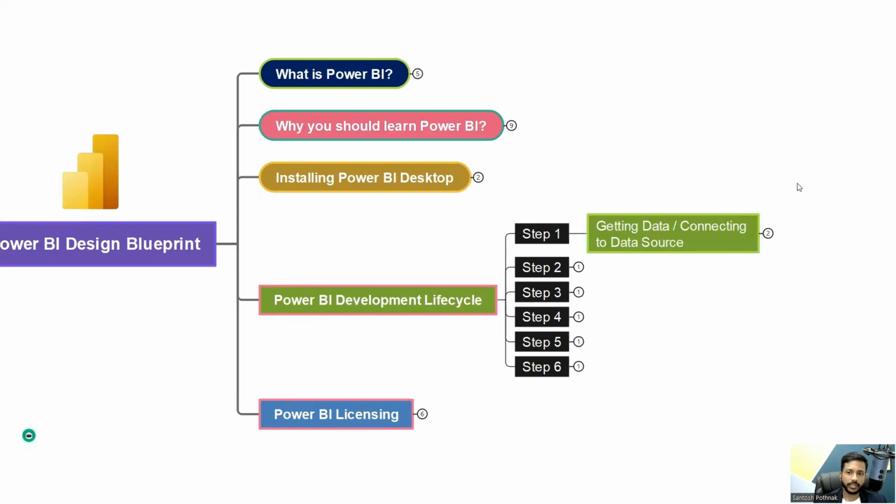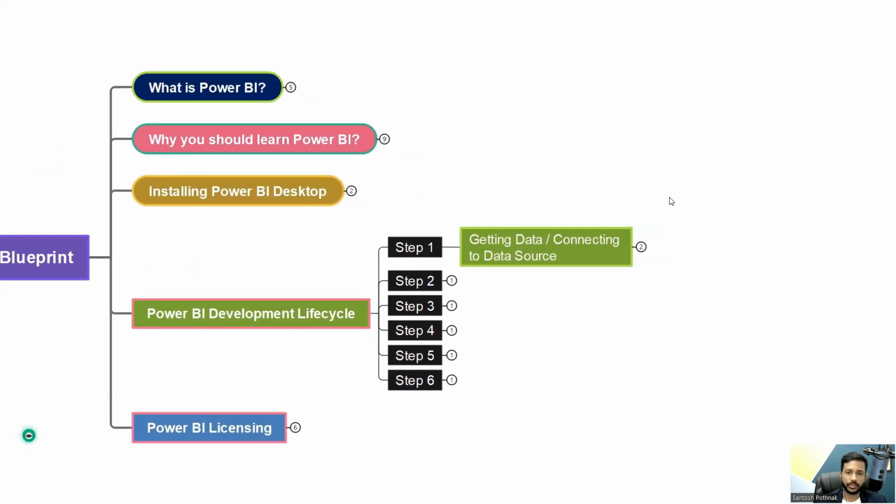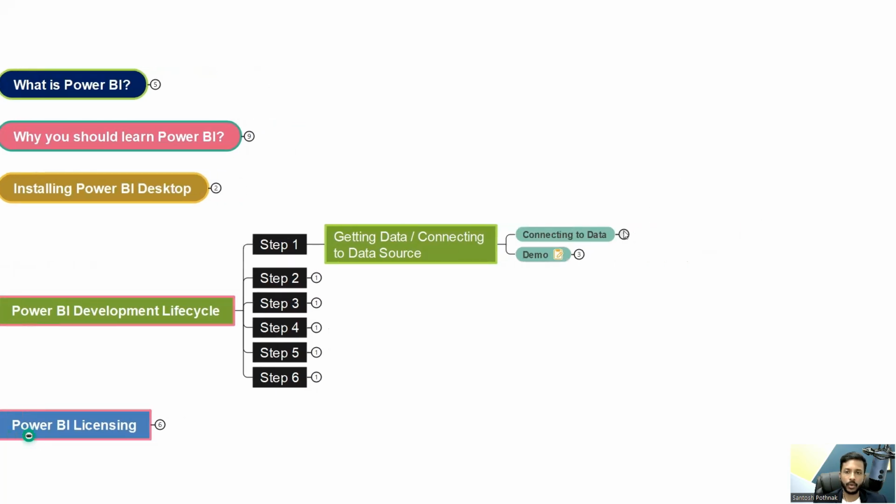So what is step 1? Step 1 is connecting to a data source, right? Getting the data, basically. We have various connectors in the Power BI Desktop tool. We'll see that in a while. So basically, how do you connect to the data?